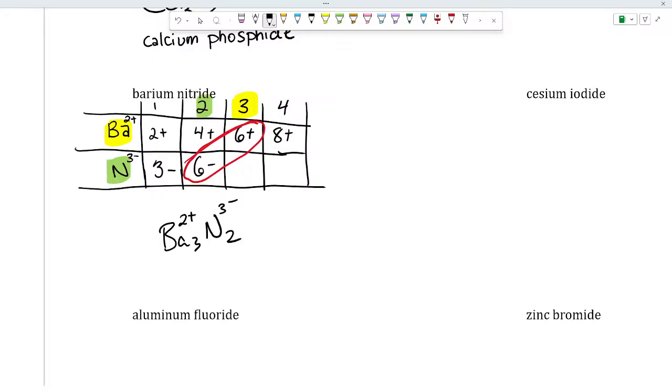Because the whole point is, once they're together, the charges cancel out. Once they're stuck together, there isn't a charge, because the bariums are positively charged, the nitrogens are negatively charged, and when you put that all together, what do you end up with? No charge. The charge cancels. They're stable, and they don't have a charge. So the formula here would be what? Ba3N2.